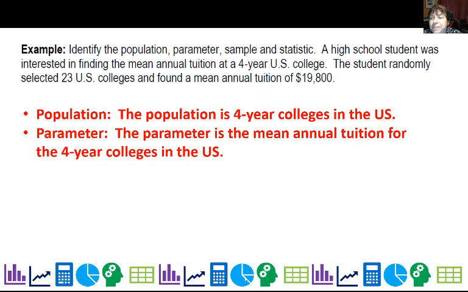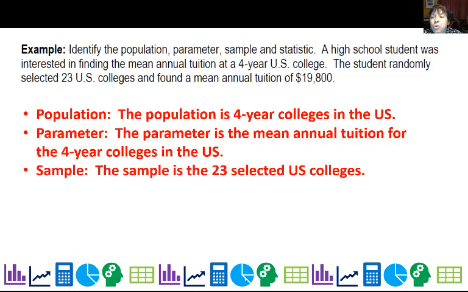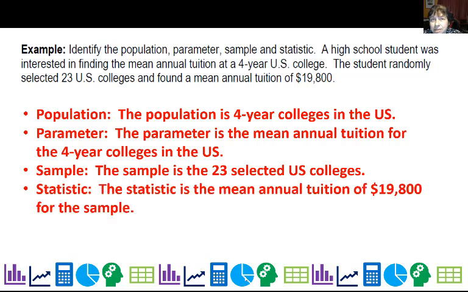Now, what is my sample? My sample is the 23 colleges that I selected to measure. And the statistic for that sample is the mean annual tuition of $19,800. That is the statistic. Does that mean that I know the actual mean annual tuition for 4-year colleges in the U.S.? No, I don't. This is my estimate of the parameter.